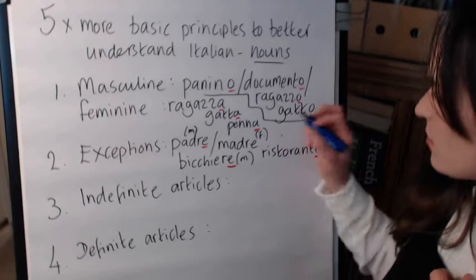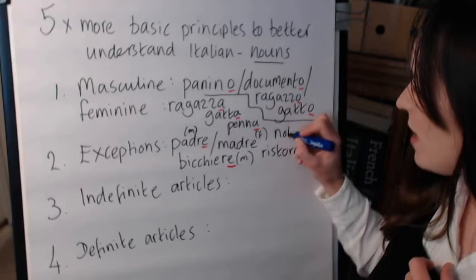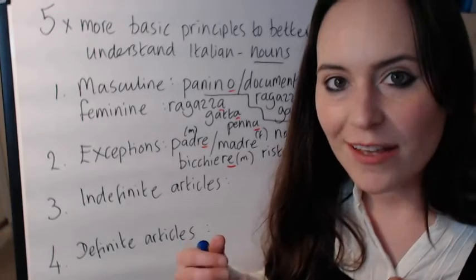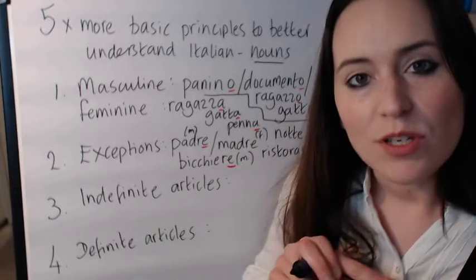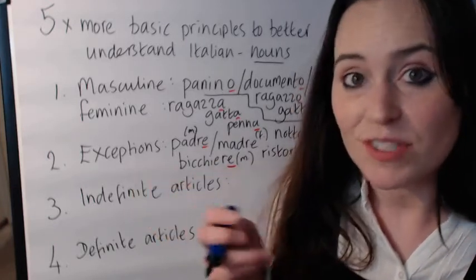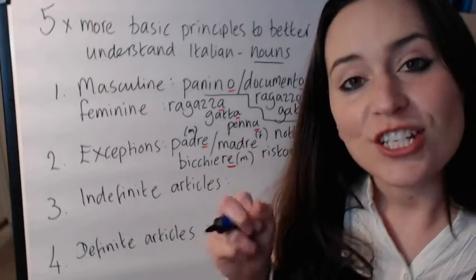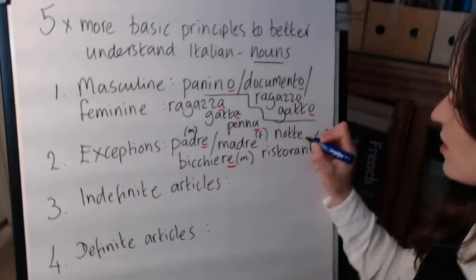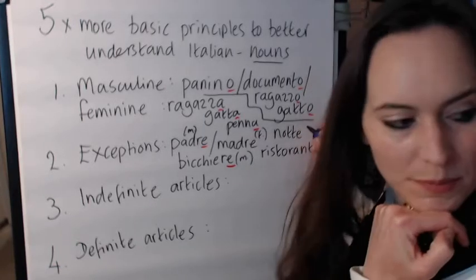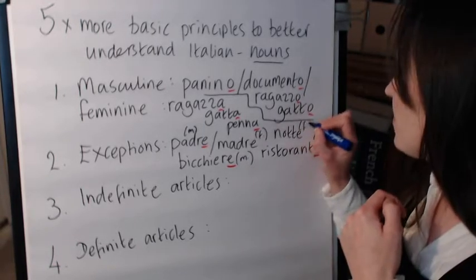Notte. This is a good one. Think of when you say buonanotte. When you say goodbye, you leave the place, you say, maybe, if it's in the evening, obviously, you say good night. So the word night is notte. Notte is feminine.